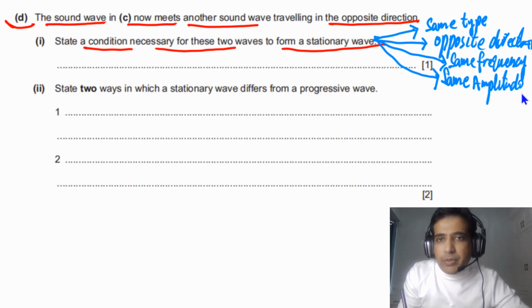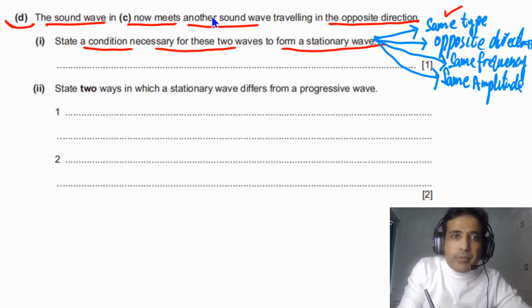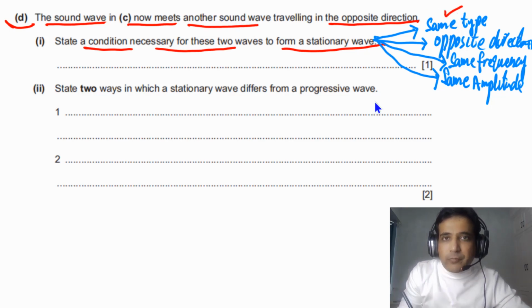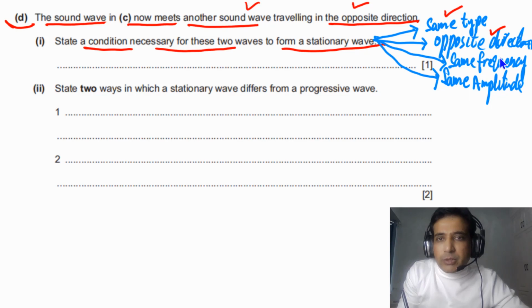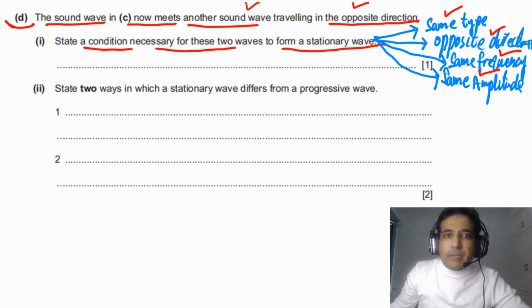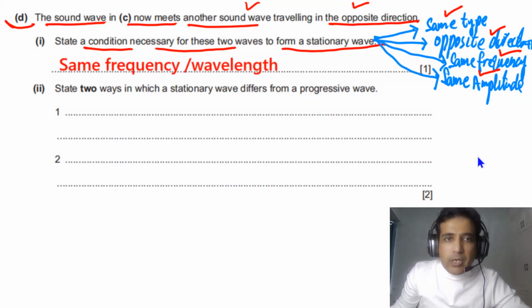But if you look at the given conditions, same type is given to us because it says another sound wave, meaning the type of waves is the same. Opposite direction, they are traveling in opposite directions, so that is also given. So we can say same frequency, we can say same wavelength, or we can say same amplitude. But in this case, we will simply write down same frequency and wavelength. So if you write this point, you will get 1 mark. This has only 1 mark.